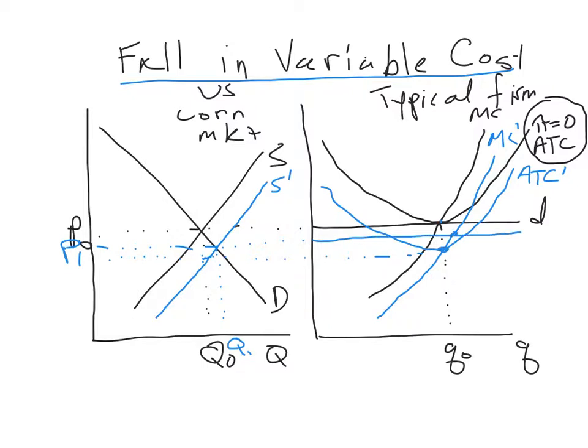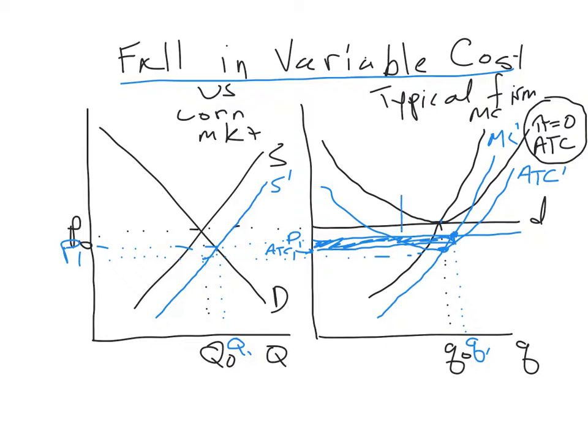So the firms increase their output to Q1, and remember that definition of profit, price minus average total cost times quantity. That's the area of this long and skinny rectangle. This is the new price. This is the new average total cost at Q1. That's where the firm would maximize profits. And so that's the end of the short run case.